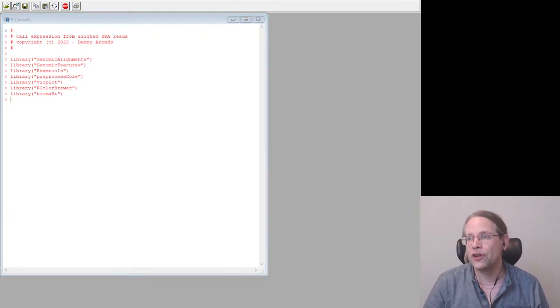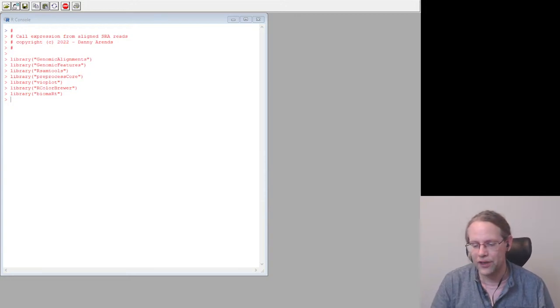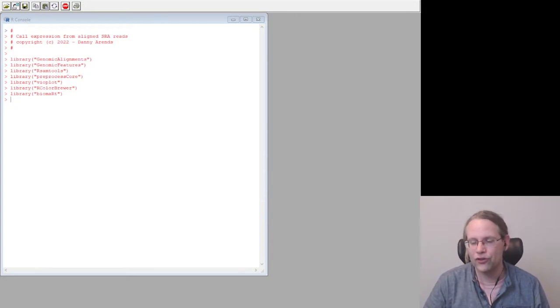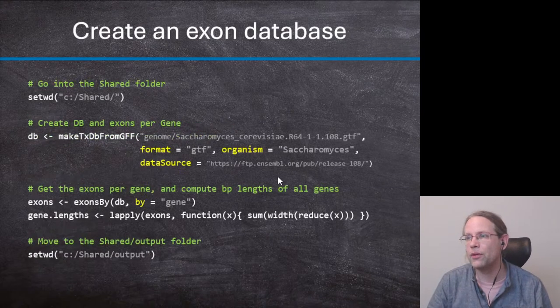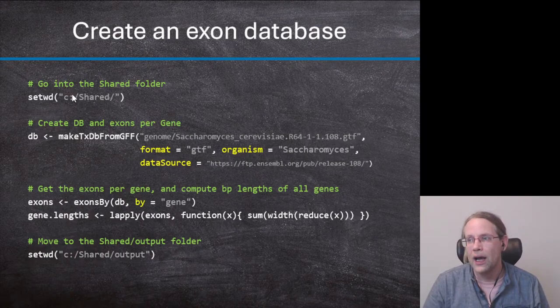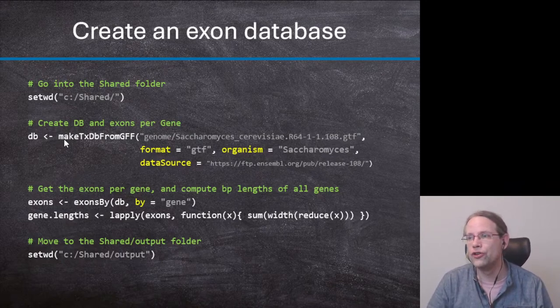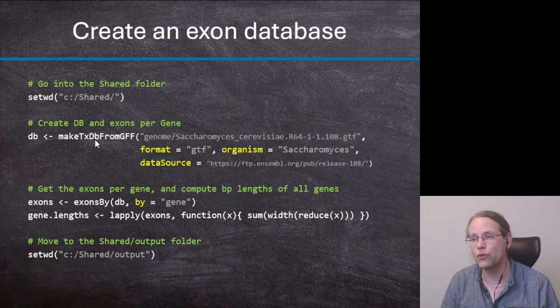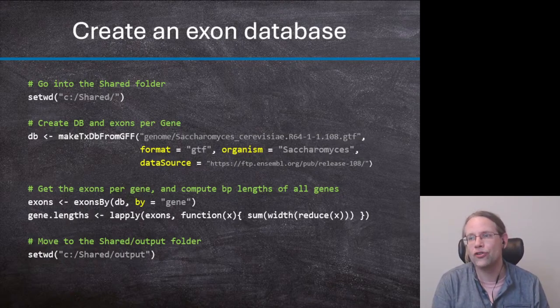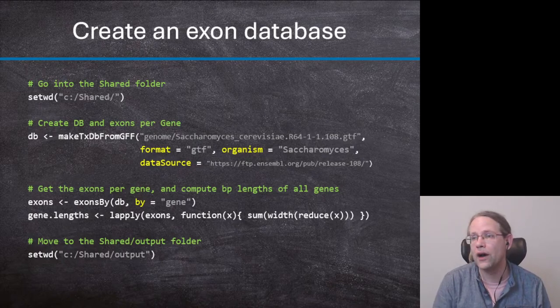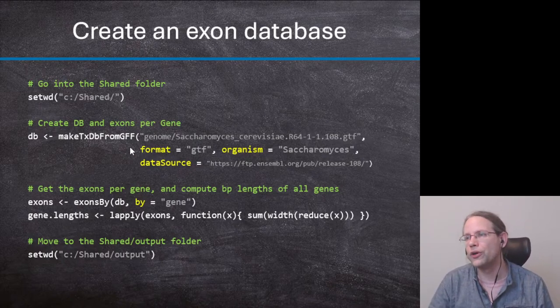But after loading the libraries, the next step, of course, is to do something with these libraries. Let me show you guys the presentation again. The next step is to go into the shared folder that we made, right? So we're going to issue the command setwd, and I put it on my C drive. Of course, the path will be different for you guys, but I'm just going to go into the shared folder. And then the first thing we're going to do is use this function to create a database, because we need to know where every exon starts, which exons belong to a gene, how long they are, and these kinds of things. We can do this with this command.